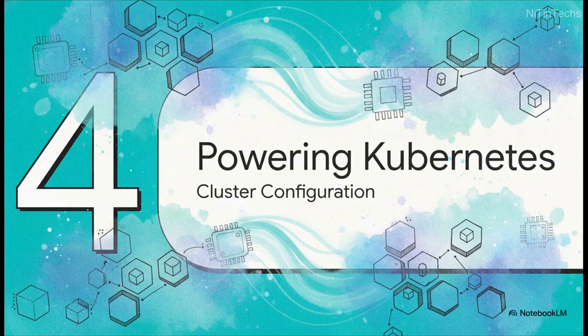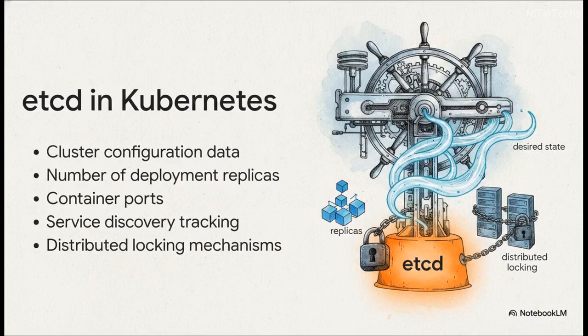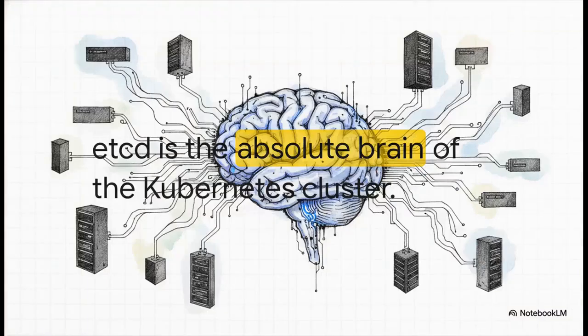All right, shifting gears to Section 4, powering Kubernetes clusters. We all know Kubernetes practically runs the modern web, right? But etcd is the one secretly doing all the heavy lifting behind the scenes. In Kubernetes, etcd stores and manages all the cluster configuration data. It tracks the exact number of deployment replicas you've requested. It keeps a super strict record of all your container ports. It handles the service discovery tracking and those vital distributed locking mechanisms we literally just talked about. Basically, it maintains the absolute desired state of your entire cluster, making sure reality always matches your instructions. Put simply, etcd is the absolute brain of the Kubernetes cluster.